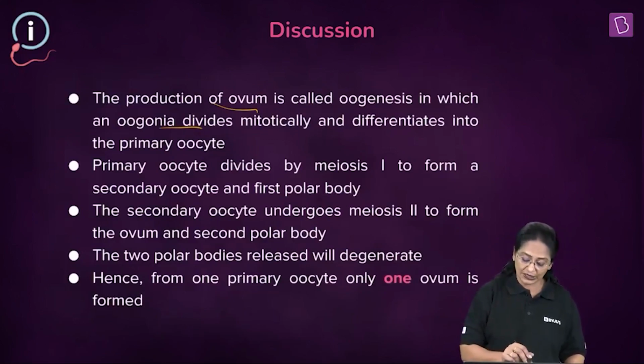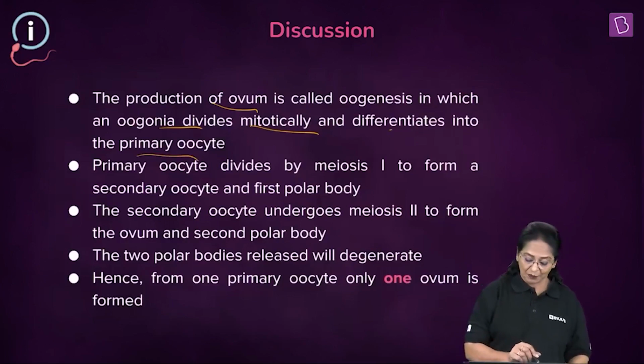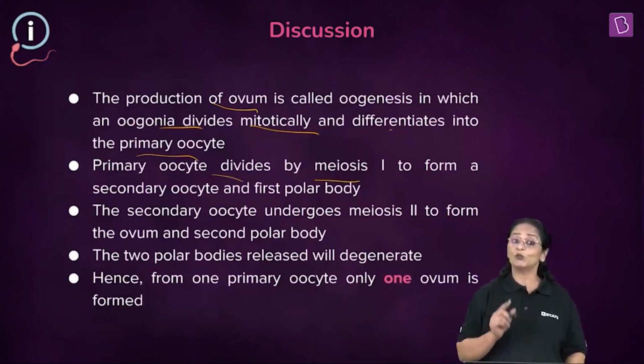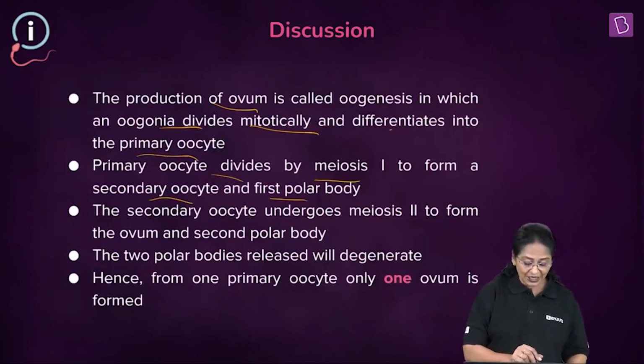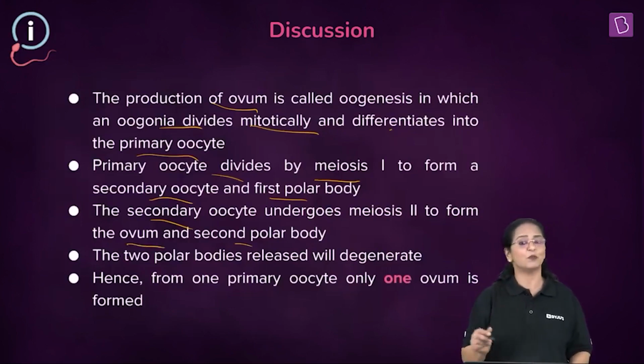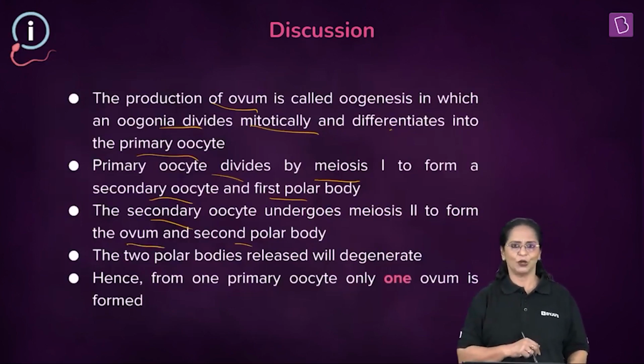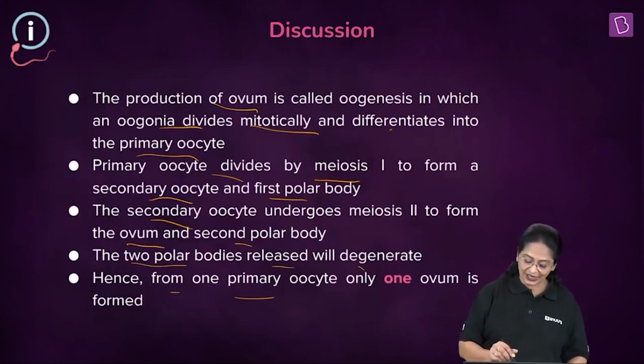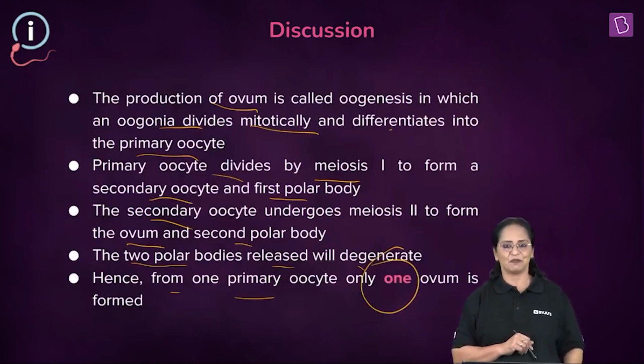So here you can see once again, the production of ovum is called oogenesis, in which oogonia, that is the germ cells, divide mitotically and differentiate into the primary oocyte. The primary oocyte divides by meiosis 1 to form the secondary oocyte and the first polar body. The secondary oocyte undergoes meiosis 2 to give rise to the ovum and the second polar body. The two polar bodies released will degenerate. Hence, from one primary oocyte, only one ovum is formed.